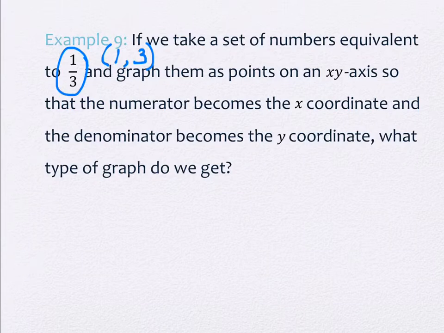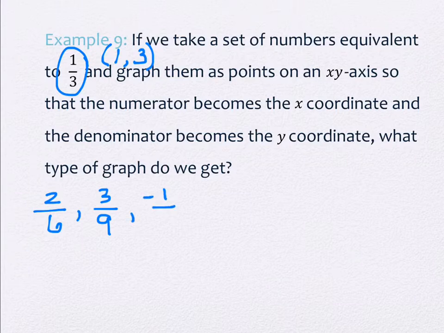So, but if we do that with a whole bunch of fractions that are all equal to 1/3, the question is, what type of graph do we get? So the first thing we need to do is what? Find other fractions. Very good. We need some more fractions that are equivalent to 1 over 3. All right, so somebody give me 1, 2 over 6, 3 over 9. Okay, I don't want any bigger than that. Can we do something negative maybe? -1 over -3. Yeah. And if we wanted to, we could do -2 over -6 and so forth.